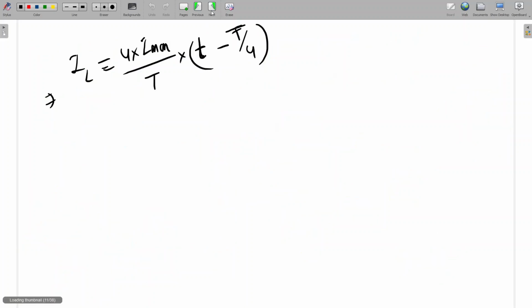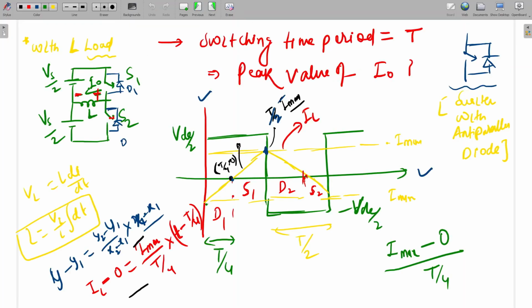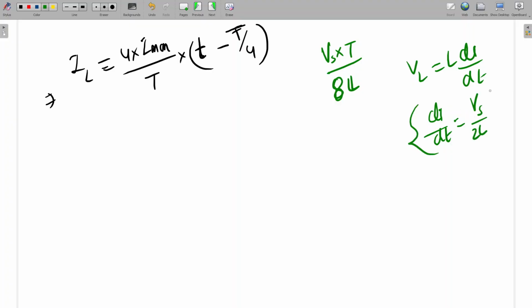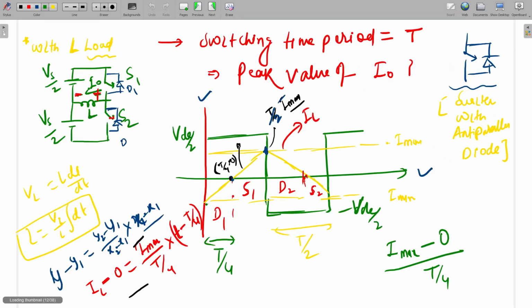The final slope value I have already written here, so that we can derive later also. That slope value will come as Vs into T divided by 8L. So I think we have to apply that equation. VL is equal to L into di by dt. So what is the slope? Di by dt is equal to Vs by 2 by L. Is it clear? So this data we have to apply also, so that both slopes should be the same.